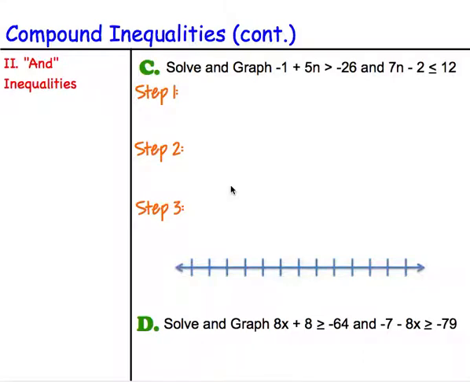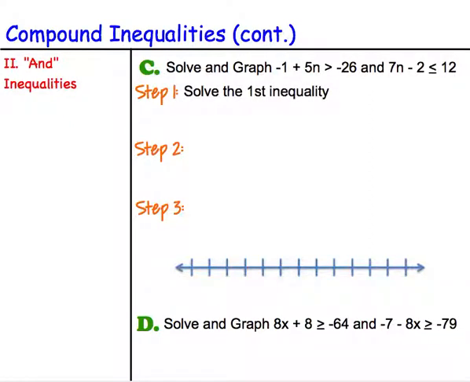Now that we have had a chance to practice graphing compound inequalities with "and," now we're going to work on solving them. So here we have -1 plus 5n is greater than -26, and 7n minus 2 is less than or equal to 12. The first thing we're going to do is solve the first inequality.